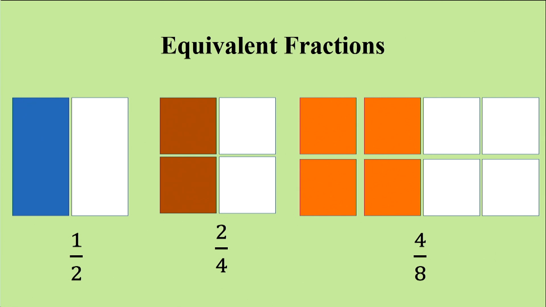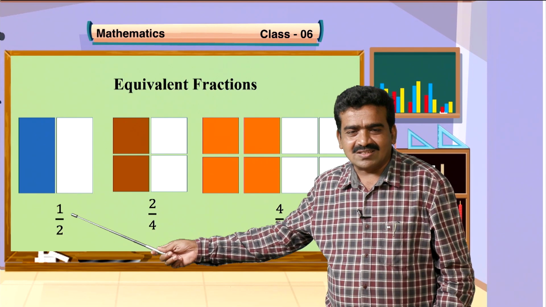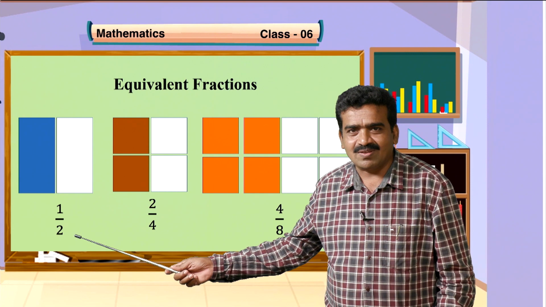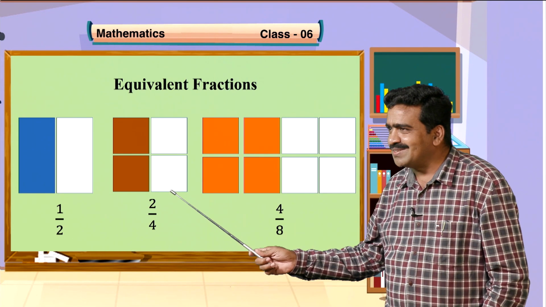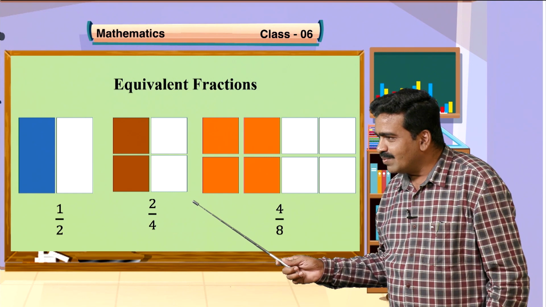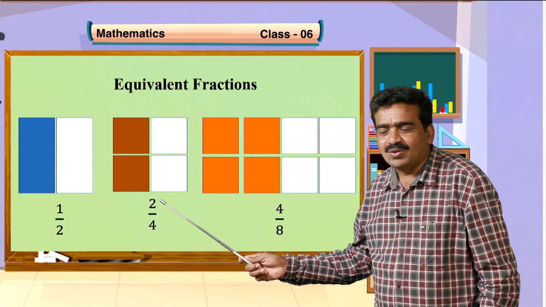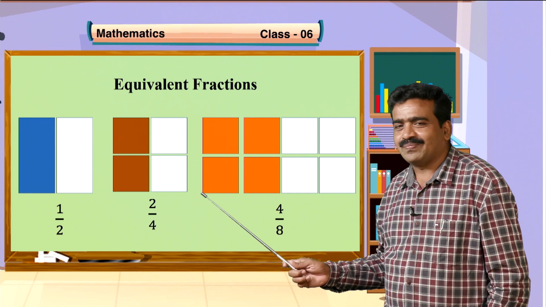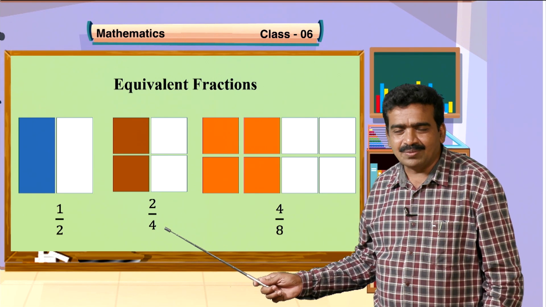Why are these called equivalent fractions? These are called equivalent fractions because when we simplify the fractions, we get the same value. Here the fraction is 1 by 2, not possible to simplify further. Look at the second picture. Here 2 by 4 is there, and this 2 and 4 can be further simplified, that is 2 ones are 2, 2 twos are 4, that becomes 1 by 2.